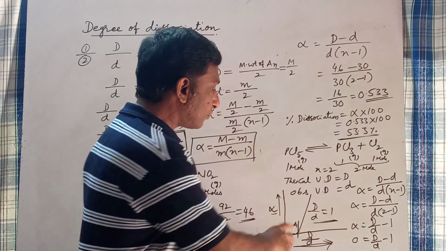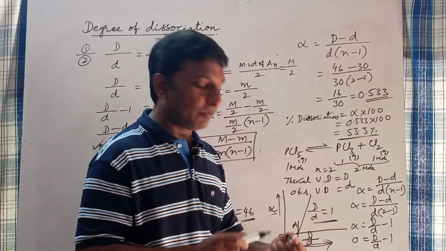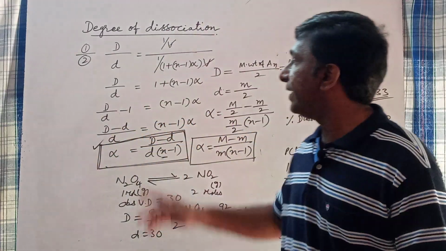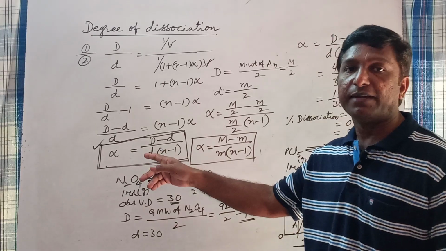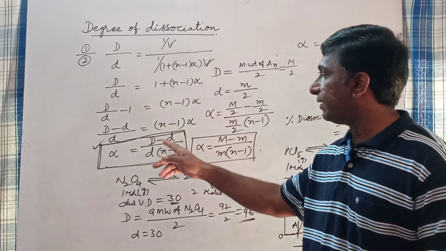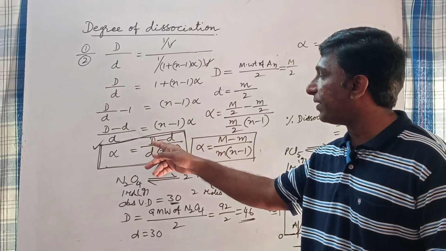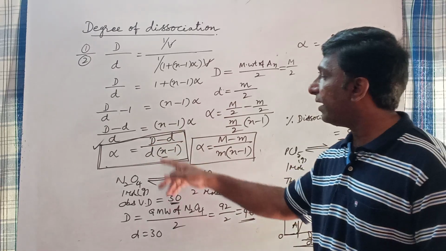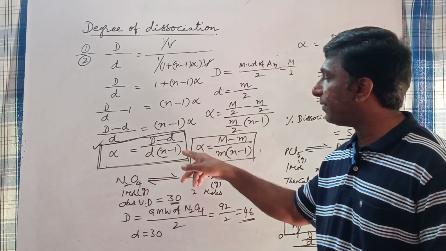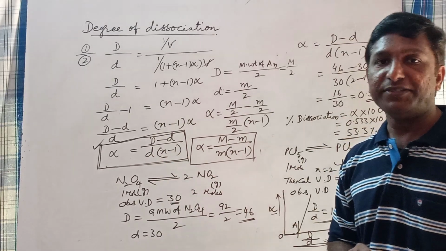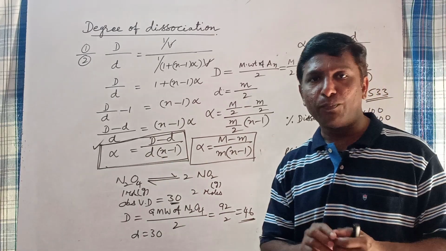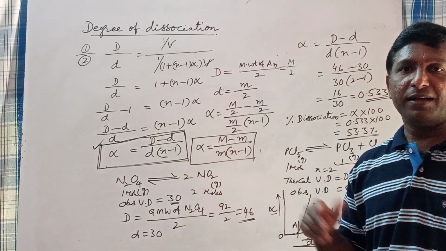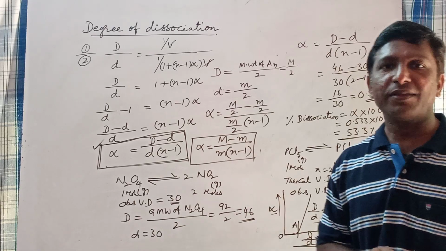So, like this, so many problems are given. You can find out using this formula for degree of dissociation, which is the theoretically calculated vapor density minus observed vapor density, divided by observed vapor density into n minus 1. Okay. Like this you can solve the various problems. I hope all of you understand well. Okay. Practice these problems based on this formula.